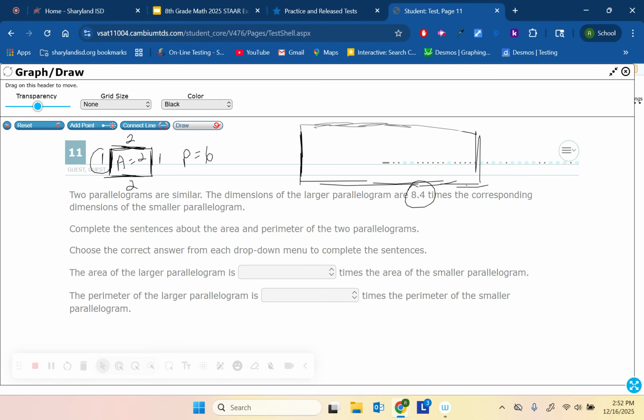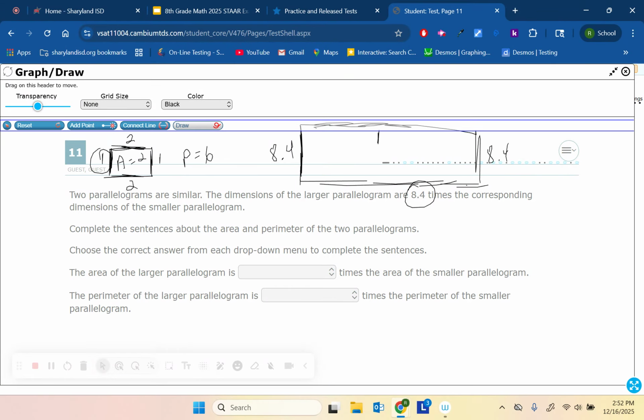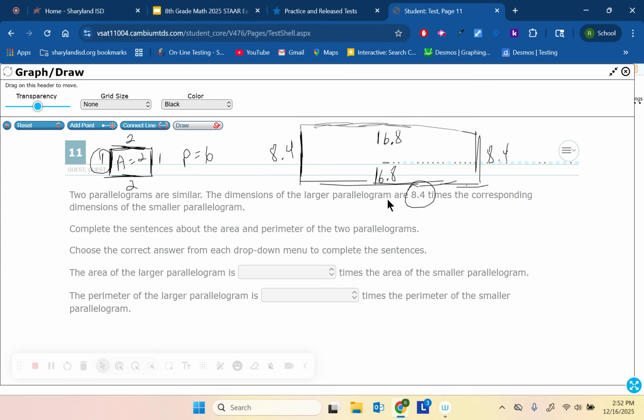So 8.4 would be this one, which means this side is 8.4. This side would be 16 point something. Let's see what that's going to give me. 16.8, I think. Why 16.8? Because it will double the size. And so yes, I'm going to use my calculator a little bit for that, just so that you guys know.